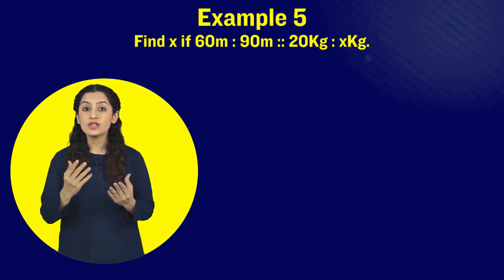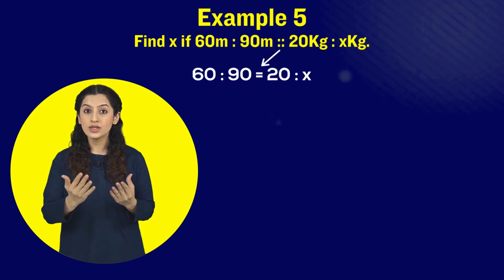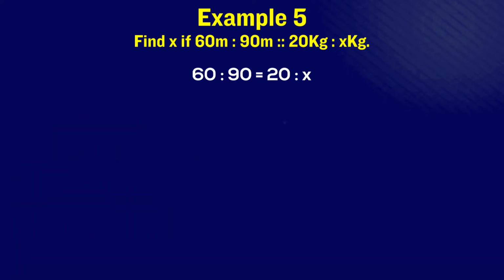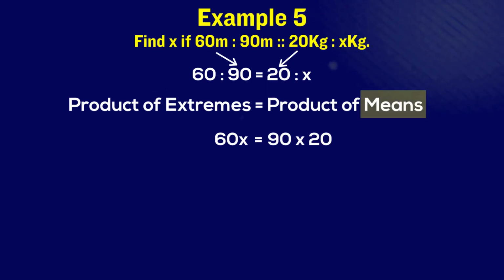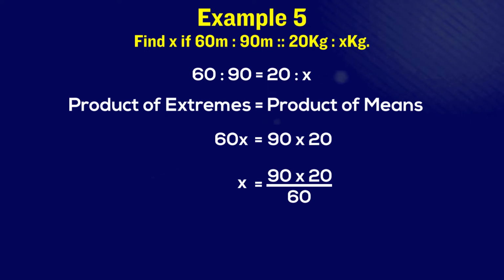So, the first step is to replace the proportion symbol with an equal to sign. Then, write the rhyme you were just murmuring. And replace the values to get the product of the extremes, 60 and x, which will be equal to the product of the means, 90 and 20. Then, it's just a matter of isolating x and we get x equals 30 kilograms. Hence, our desired value is 30 kilograms, which keeps the ratios equal.